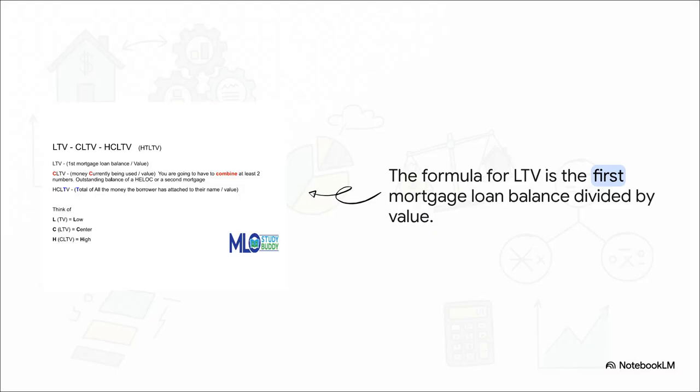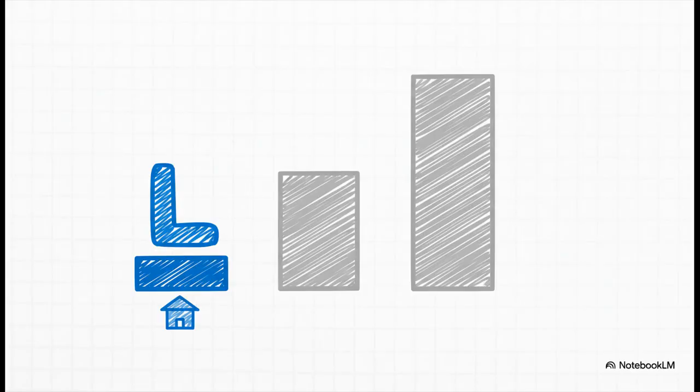And the best part about LTV is just how simple it is. The math is super clean. You take your first mortgage balance, you divide it by the property's value, and that's it. We're not looking at any other loans, no lines of credit, just that one primary number. Here's a super easy way to keep this straight. Just think L is for low. Because LTV only looks at that one main mortgage, it's always going to be the lowest, most basic ratio of the three. It's your baseline.